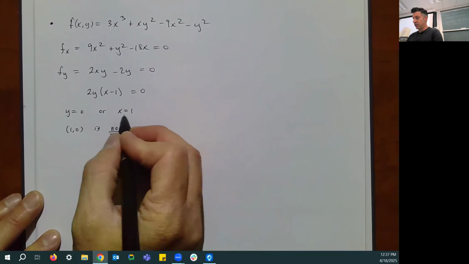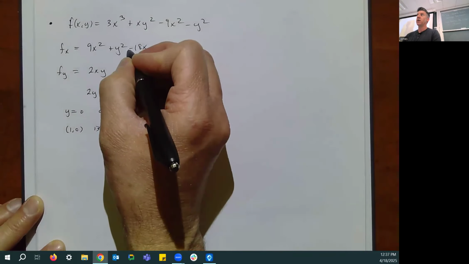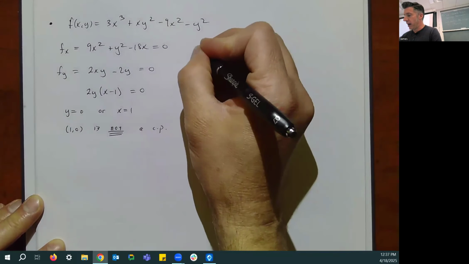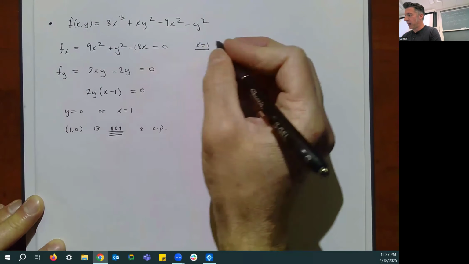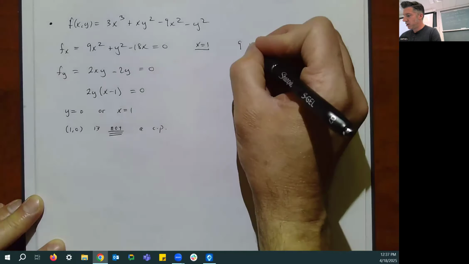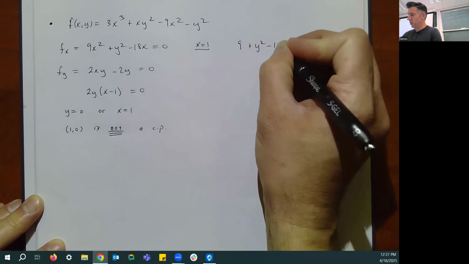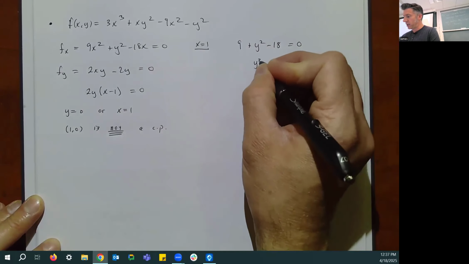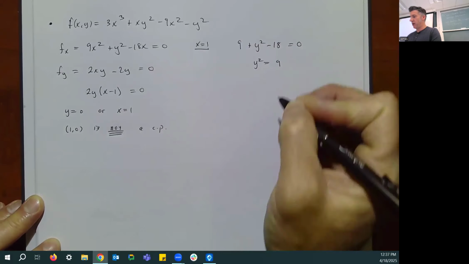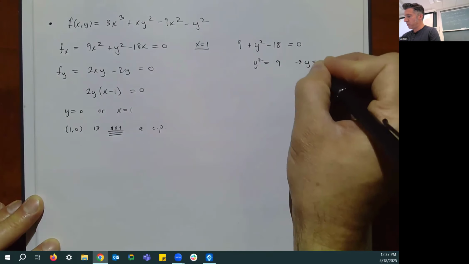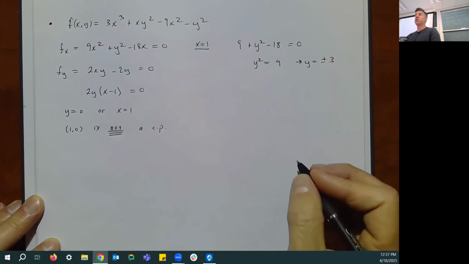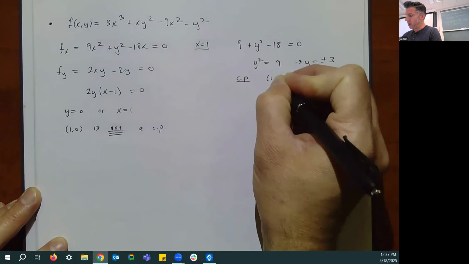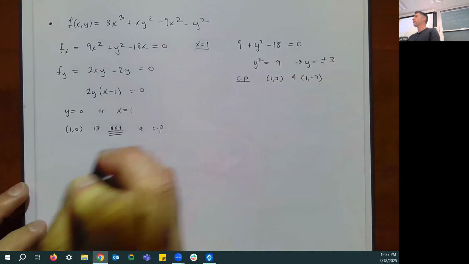So then we're going to take each of these things and plug them into the other equation to then find the corresponding values that do give us critical points. So if we plug in x equal to 1, well, let's see, then I'm going to have 9 times 1 squared plus y squared minus 18 times 1 equal to 0. Or isolating y squared is going to equal positive 18 minus 9, which is 9, which means we're going to get y equal to plus or minus 3. So we get 2 critical points from x equal to 1. Our critical points here are 1 comma 3 and 1 comma negative 3.